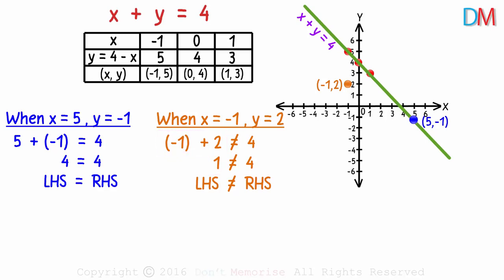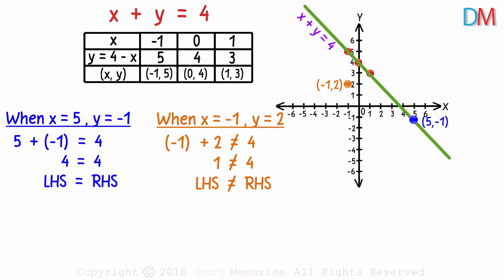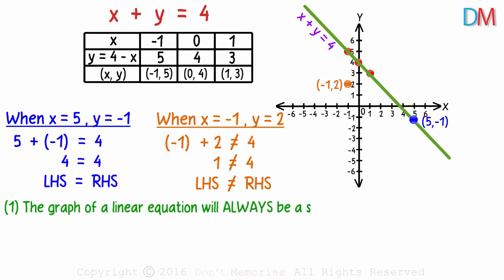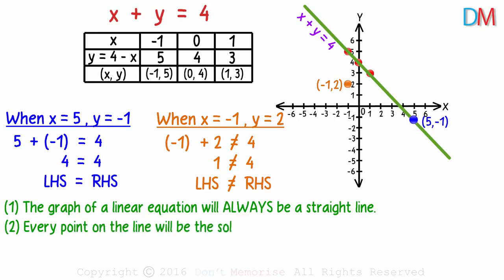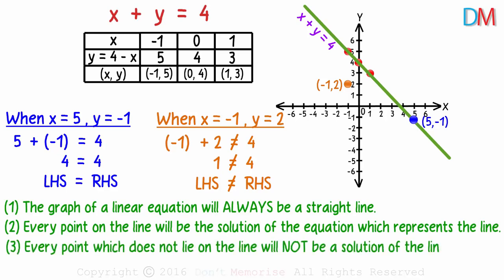Now you know how to plot the graph of a linear equation in two variables. And apart from that, there are 3 main takeaways from this video. First, the graph of a linear equation will always be a straight line. Second, every point on the line will be the solution of the equation which represents the line. And third, every point which does not lie on the line will not be a solution of the linear equation which represents the line.